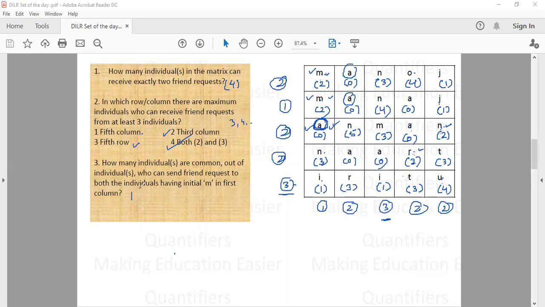So this was all about this set. I think you people got the idea. One thing I want to tell you is that this set is actually considered a replica of one of the sets of CAT 17. So thank you to all of you.